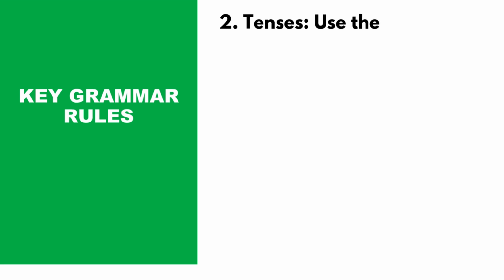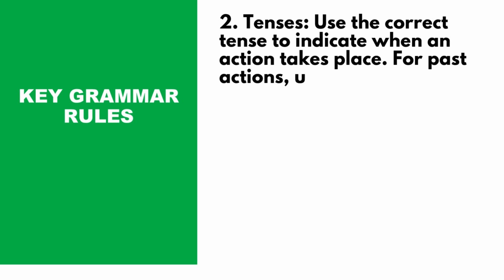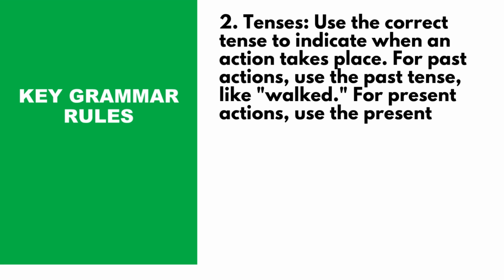Number two, tenses. You need to use correct tense to indicate when an action takes place. For past actions, use the past tense like walked. For present actions, use the present tense like walk. For future actions, use the future tense like will walk.